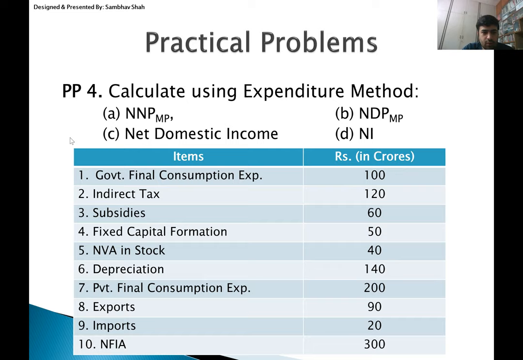All fine here. Just a minute. Pragati, yes, Pragati. Sir, NNP at MP 620, NDP at MP 320, net domestic income 260 and national income 560. Okay. Four different answers are there. Let's see then afterwards.